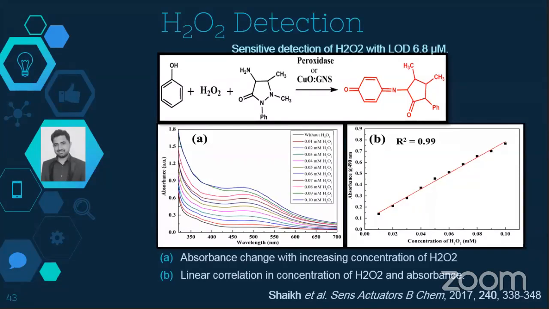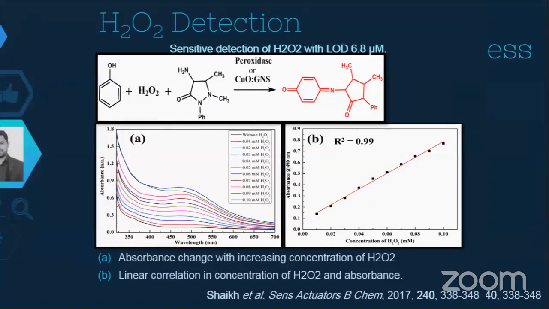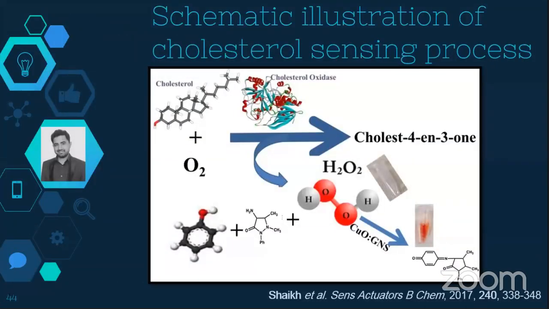Okay, so during this process, what happens is you find the cholesterol enone when your cholesterol is reacted with oxygen which is released from the H2O2, and this can be sensed through our composite CuGNS. So once you react this with oxygen, what you get is cholesterol enone, and also there is a subunit called H2O2 which is coming out.